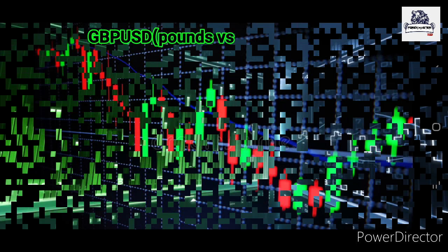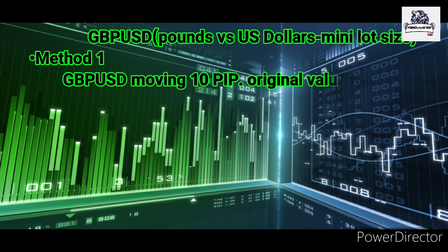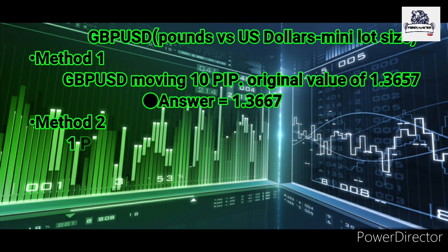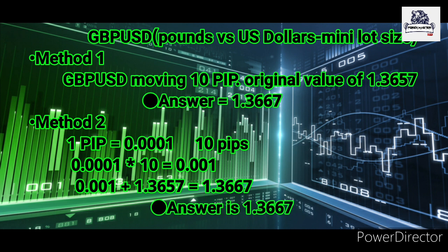In mini lot, as I said, I would be explaining two methods. Method 1, as you can see on the screen, GBP USD moving 10 pips, the original value is 1.3657, and if 10 pips are moved, you should add those 10 and the answer will be 1.3667. If you add directly, you will get this answer.